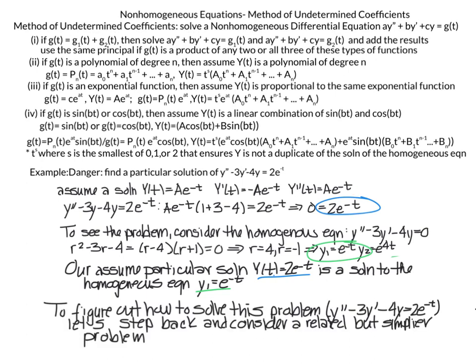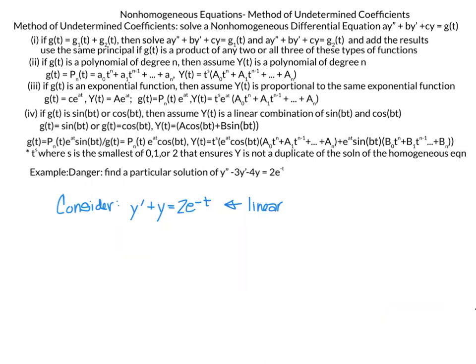To figure out how to solve this problem now, this differential equation, y double prime minus 3y prime minus 4y equals 2e to the t, we're going to step back and consider a related but similar problem, and then try to figure out how that's going to help us solve this current equation. Here's the related problem that we're going to study: y prime plus y equals 2e to the minus t. In particular, we chose a linear equation to look at.